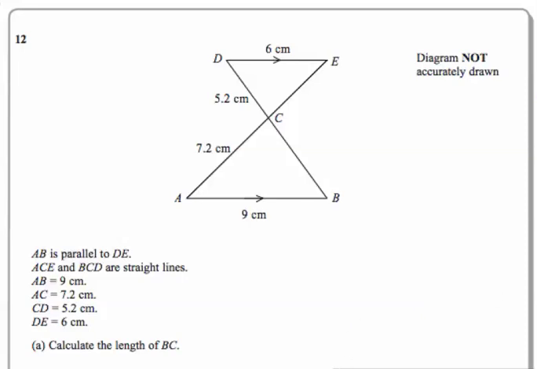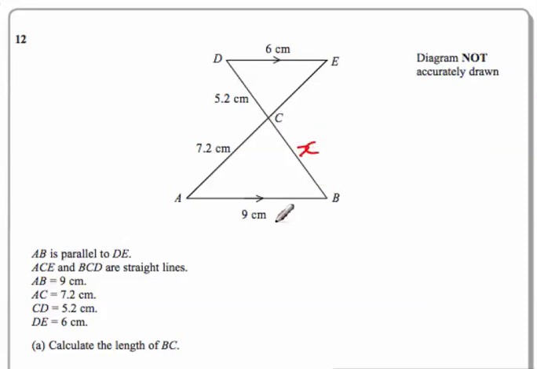Okay, let's have a look at this one. Aha, now, these are getting hard now. Okay, this is just telling us what's on the diagram already. And this is saying calculate the length of BC. BC, so it's this length here, so I'll call that one X.